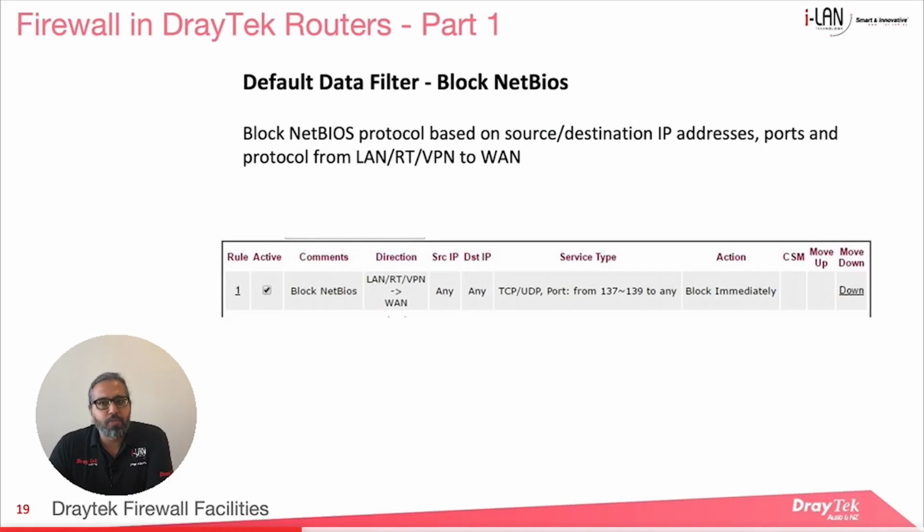NetBIOS is a transport protocol that's used in Windows computers to share resources. It's also a popular target for hackers, and it is also used by some internet worms to infect other Windows computers. It runs over TCP and UDP ports 137 to 139. For example, if a PC running Windows wants to connect and access a share on a file server, it probably uses NetBIOS. So DRATEC routers have a default data filter that's enabled to block NetBIOS traffic to the internet.